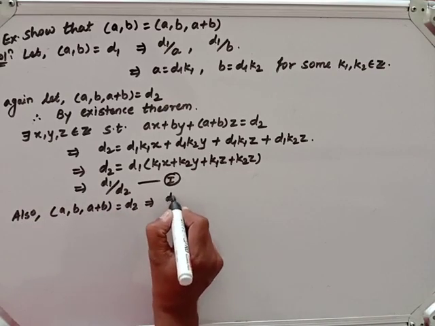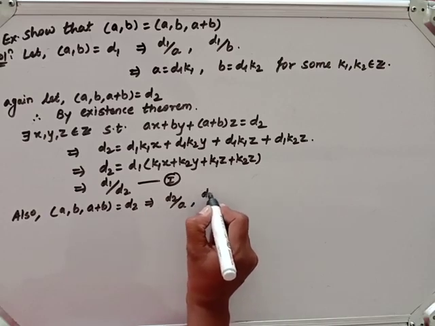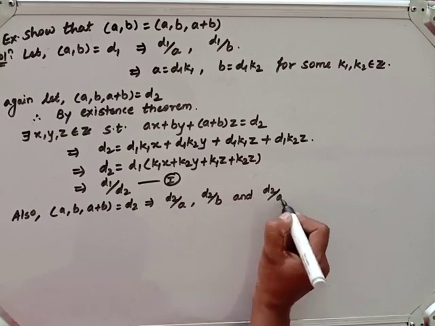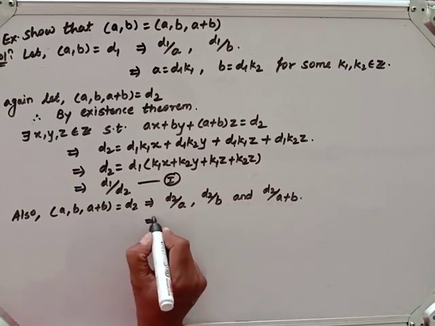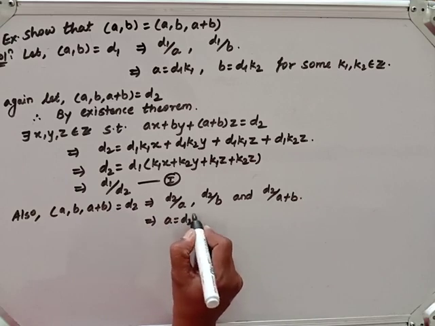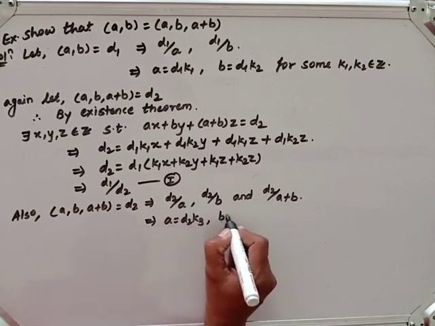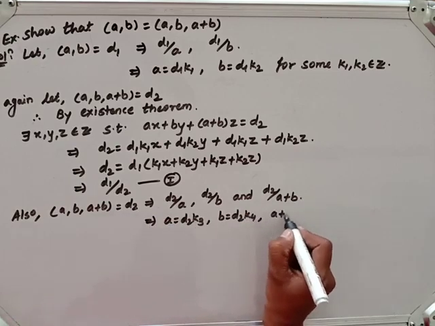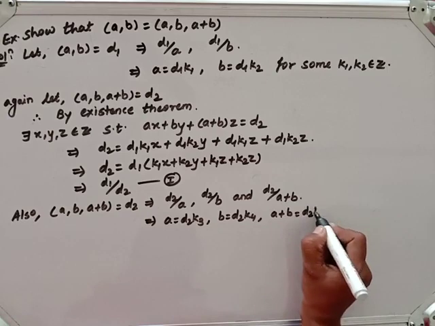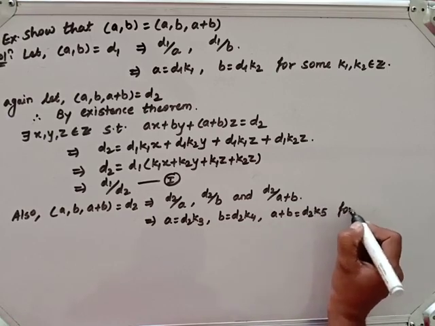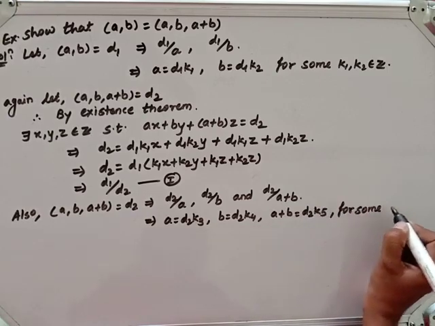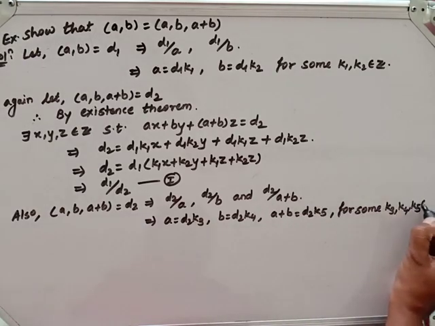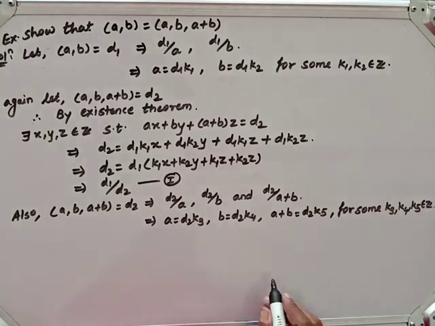So that implies d2 divides a, d2 divides b, and d2 divides a plus b. So this gives a is equal to d2 k3, b is equal to d2 k4, and a plus b is equal to d2 k5, for some k3, k4, k5 belonging to Z. These are in Z.